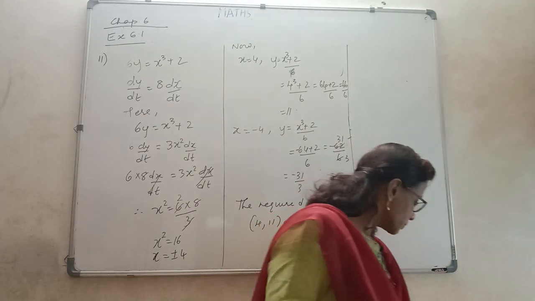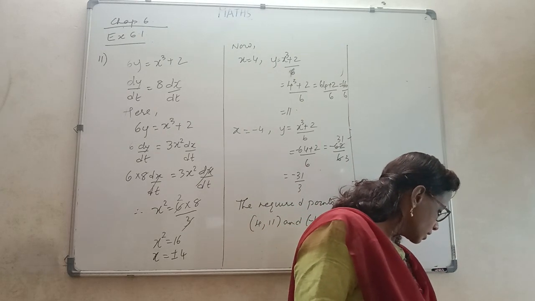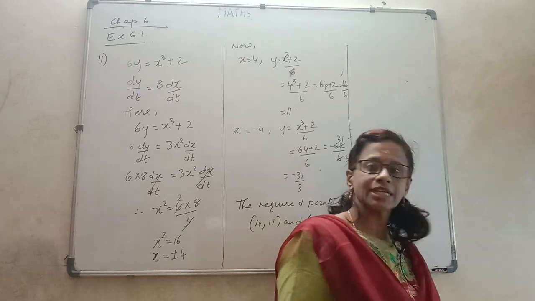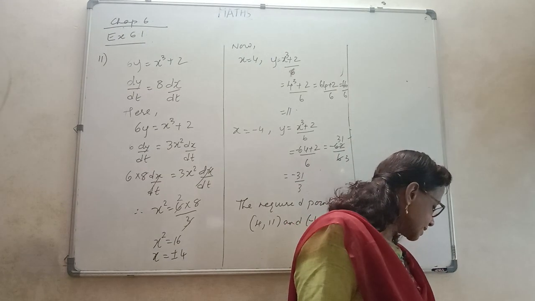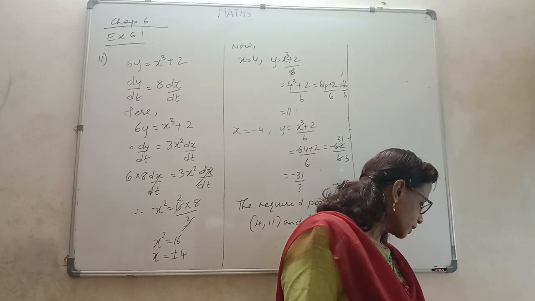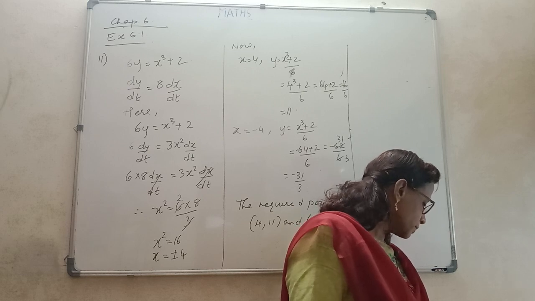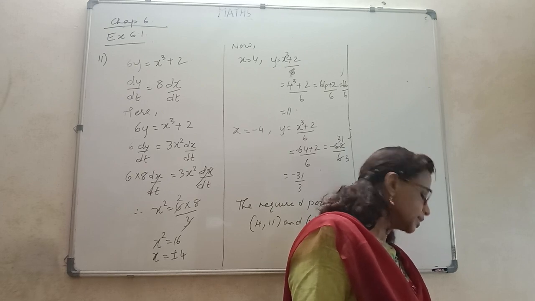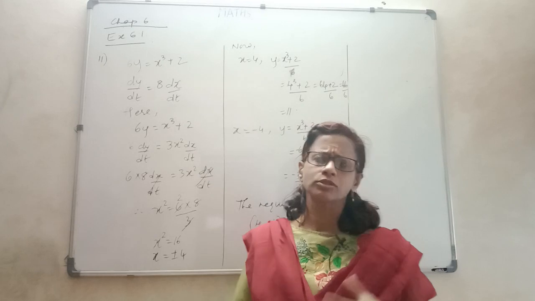So that's about our problem number 11. We can move to problem number 12 now. Let's see what problem number 12 says. It says that the radius of an air bubble is increasing at the rate of half centimeter per second. At what rate is the volume increasing when the radius is 1? It's quite simple. An air bubble is always spherical.